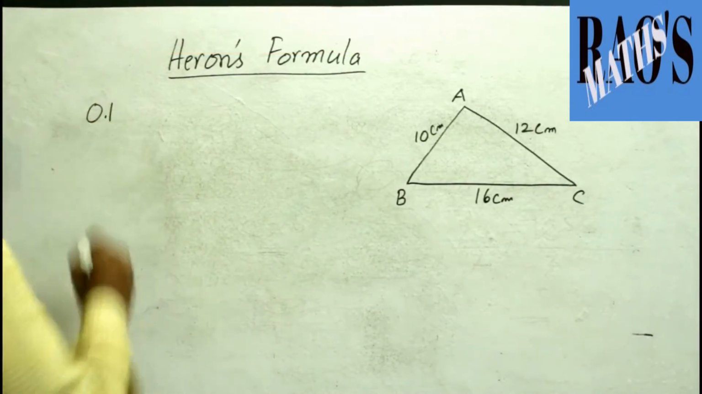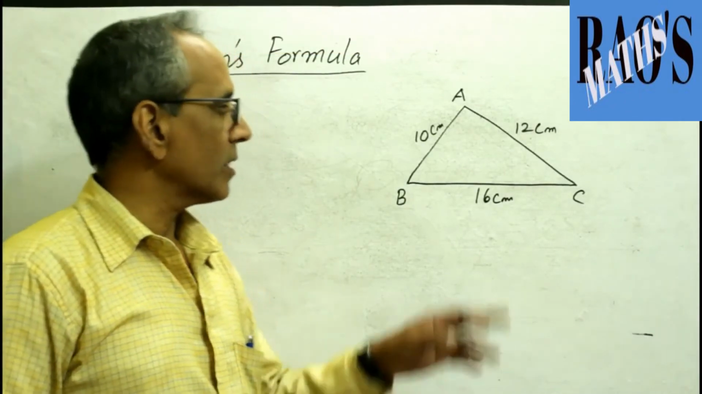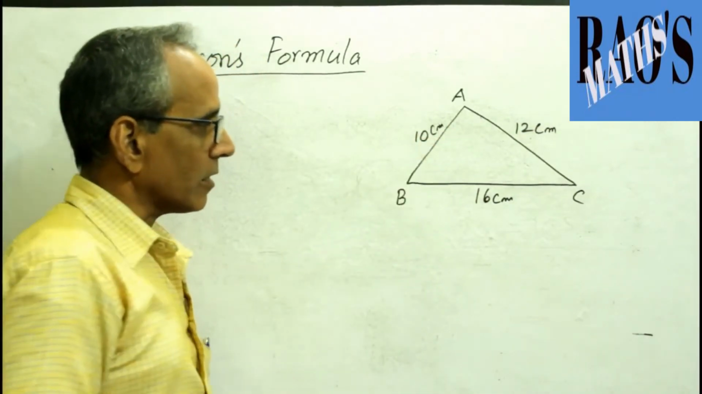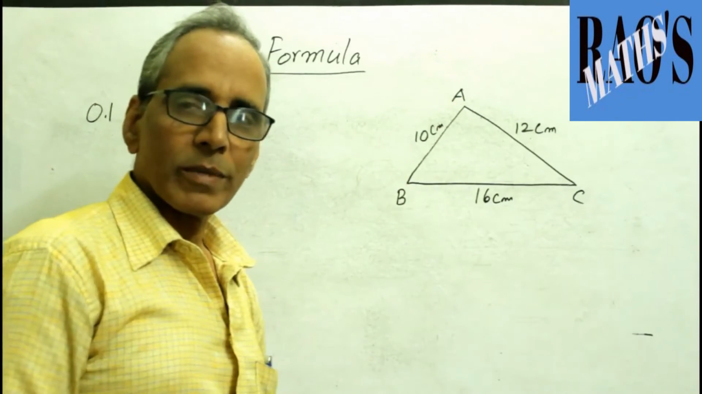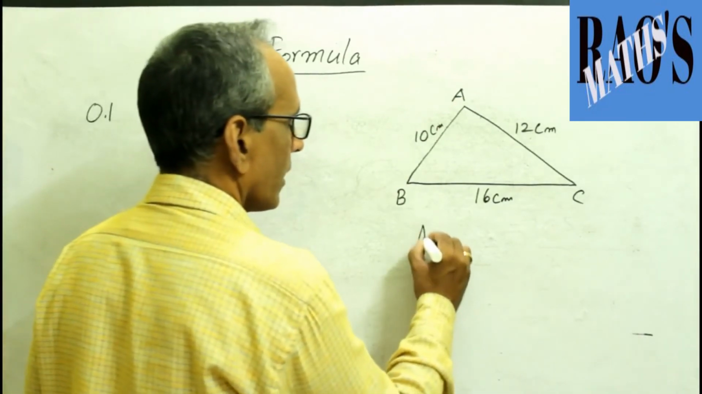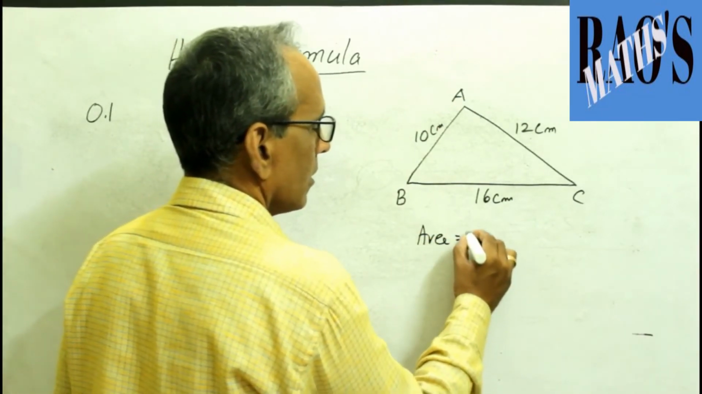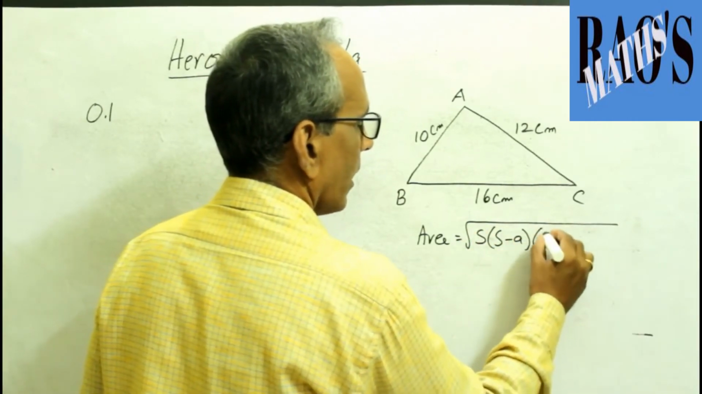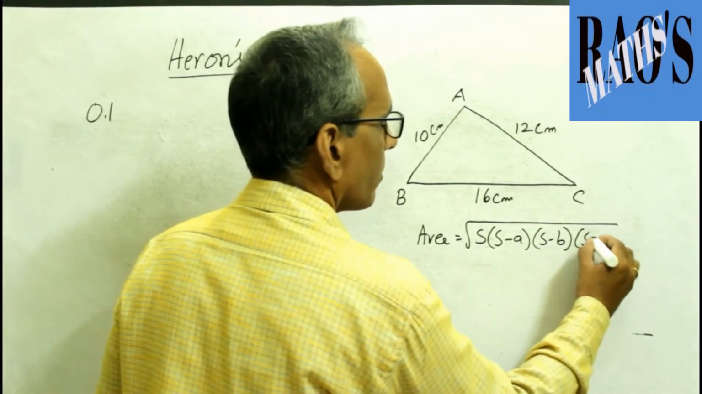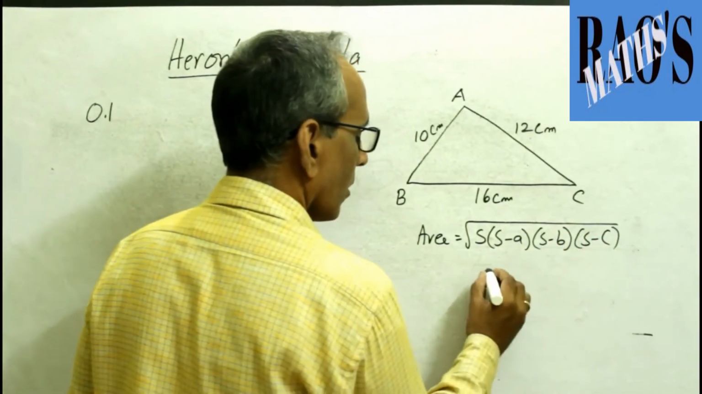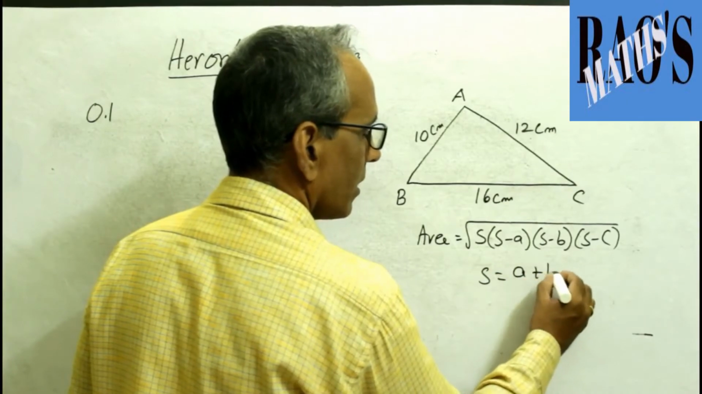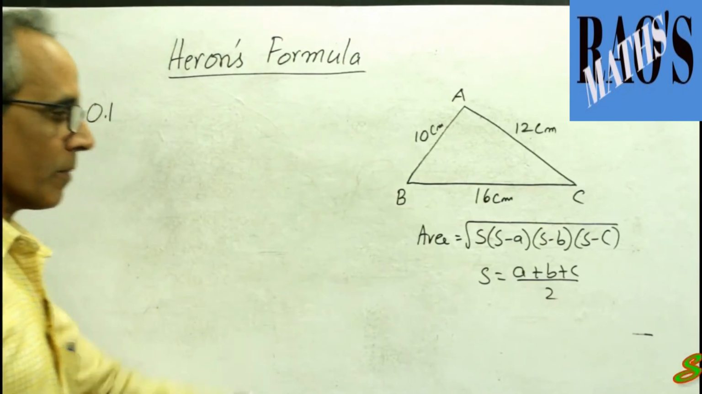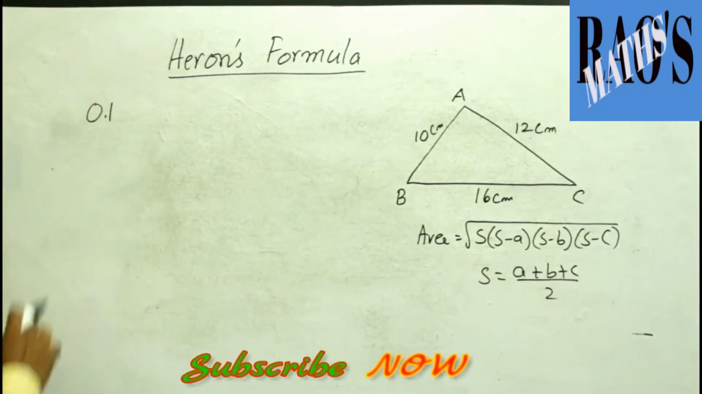Here we have a triangle, that is a scalene triangle with the sides 10, 12 and 16 centimeter. Since it is a scalene triangle where the altitude is not mentioned, we use only Heron's formula to find its area, that is root of S times S minus A, S minus B and S minus C. We know S is the semi-perimeter of the given triangle, that is the sum of the sides divided by 2. Let's see what A, B, C are by the question.